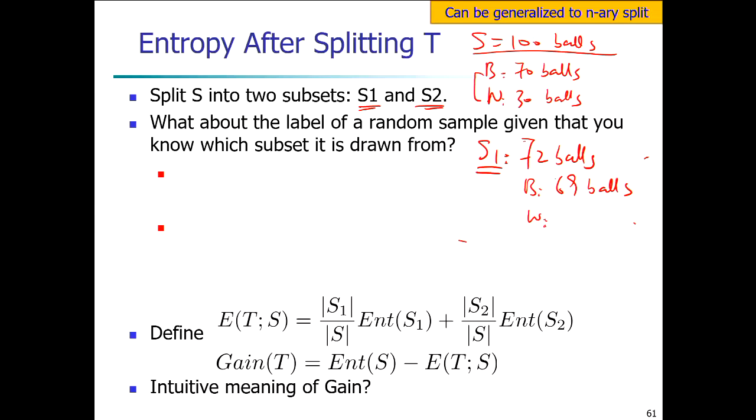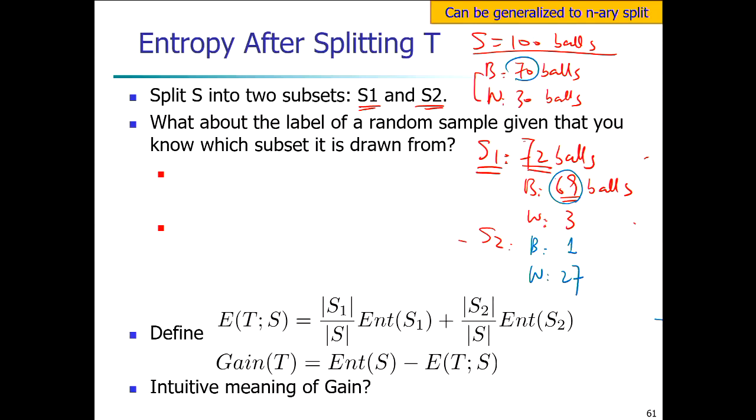So the white ball must be 72 minus 69, which is 3, right? And hence, in my S2, the black and white are actually already fixed, right? Black, because I use 69 balls, so it's only 1 ball. And the white is going to be 27, right? Okay, you see the setting.